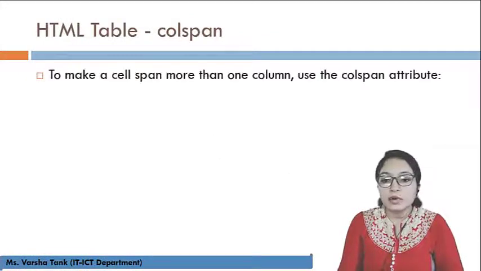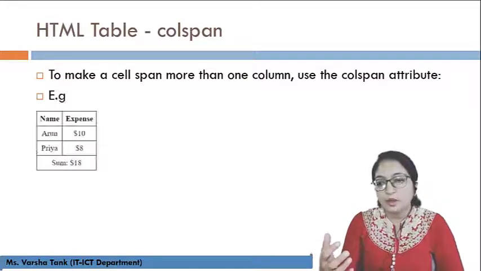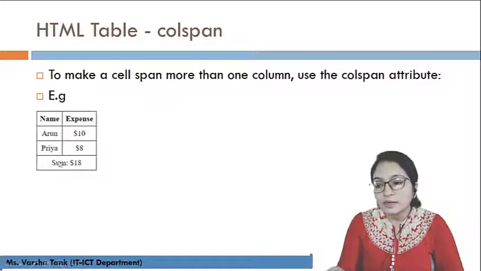Colspan, that means what? Merging the columns. To make a cell span more than one column, use the colspan attribute. So whenever you want to merge columns, at that time we have to use colspan. Here you can see this is name, this is expense, but here we have merged these two columns. So that is known as colspan.